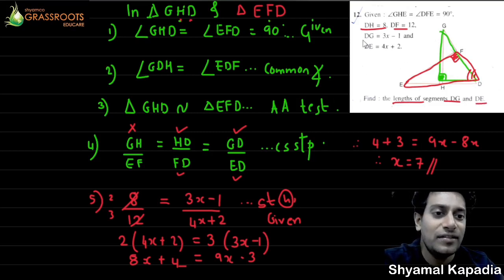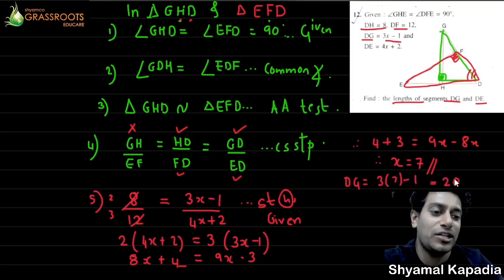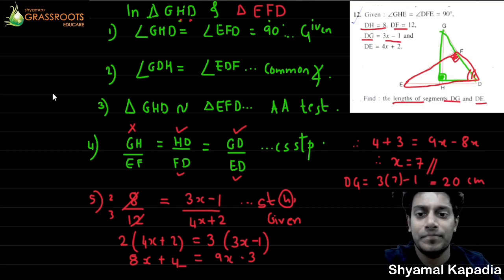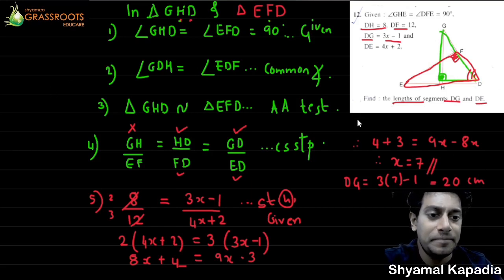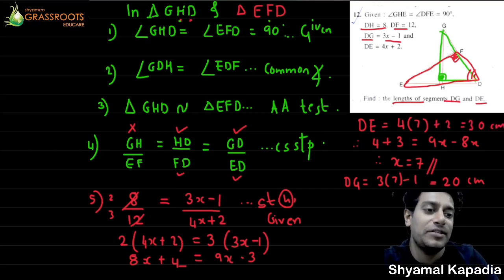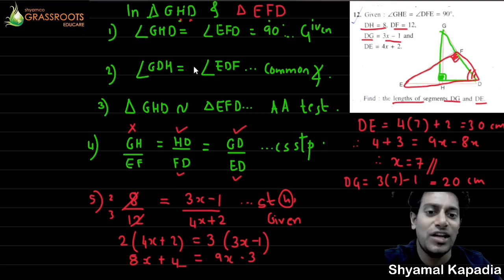Okay, DG, isn't it 3x minus 1? So DG is going to be 3 into 7 minus 1, 21 minus 1, that is 20 centimeter, right? And DE is 4x plus 2. DE is 4 into x, which is 7, plus 2, that is 30 centimeter. So these are my respective answers of DG and DE, right? So I'll just box the answers which I have obtained.